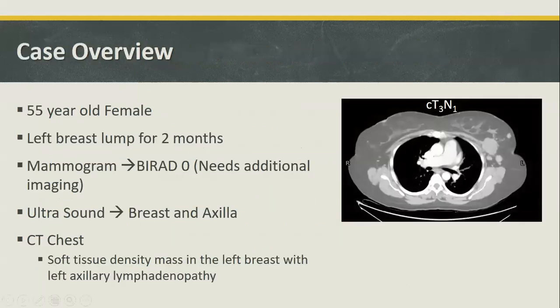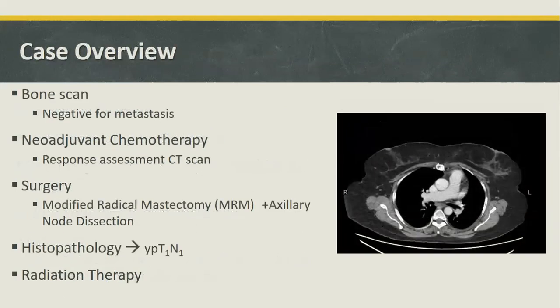The case overview is that there was a 55-year-old female with a left breast lump for 2 months, and several imaging studies were done, with the CT chest and bone scan for metastasis, which was negative. It was then suggested for neoadjuvant chemotherapy. She went through surgery, and after the surgery histopathology, she was a candidate for radiation therapy.